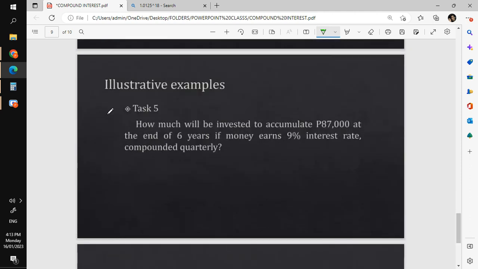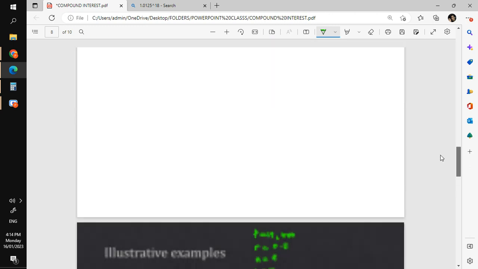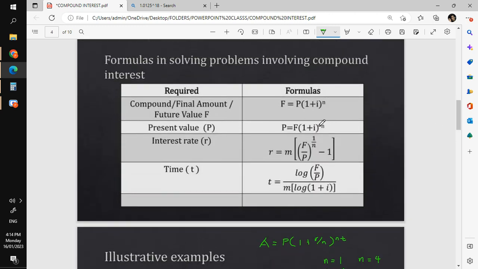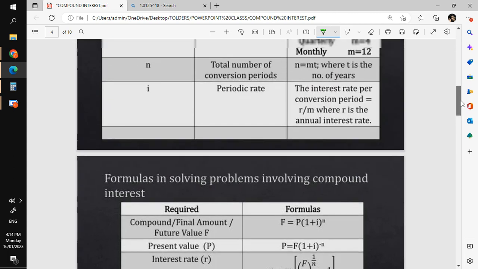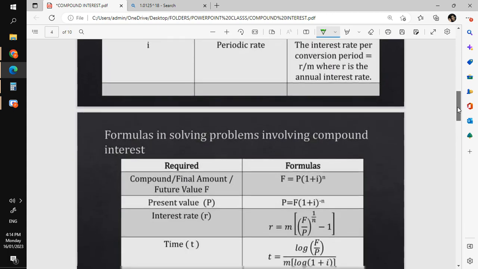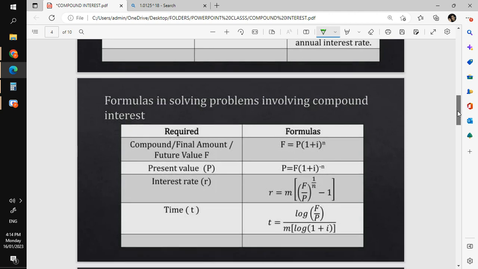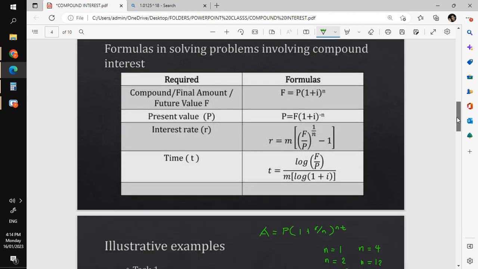Okay, another example. How much will be invested to accumulate 87,000 at the end of 6 years if money earns 9% interest rate, compounded quarterly? So we will be looking for the principal amount in here. Now, for the principal amount, we can use this formula.